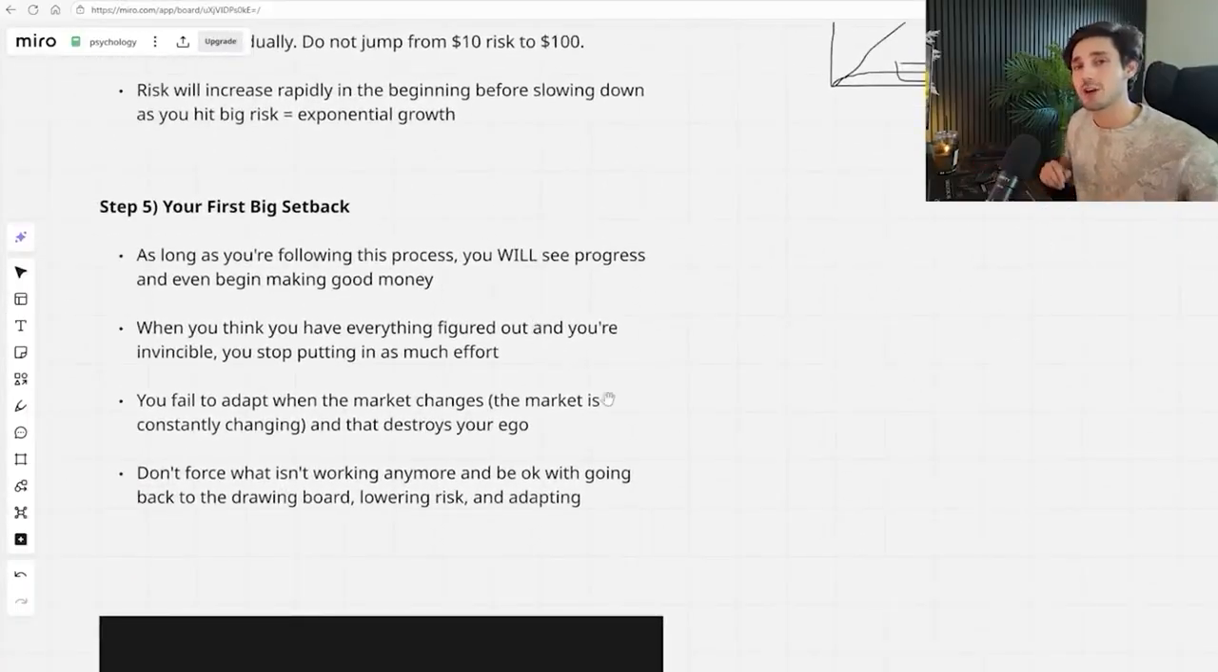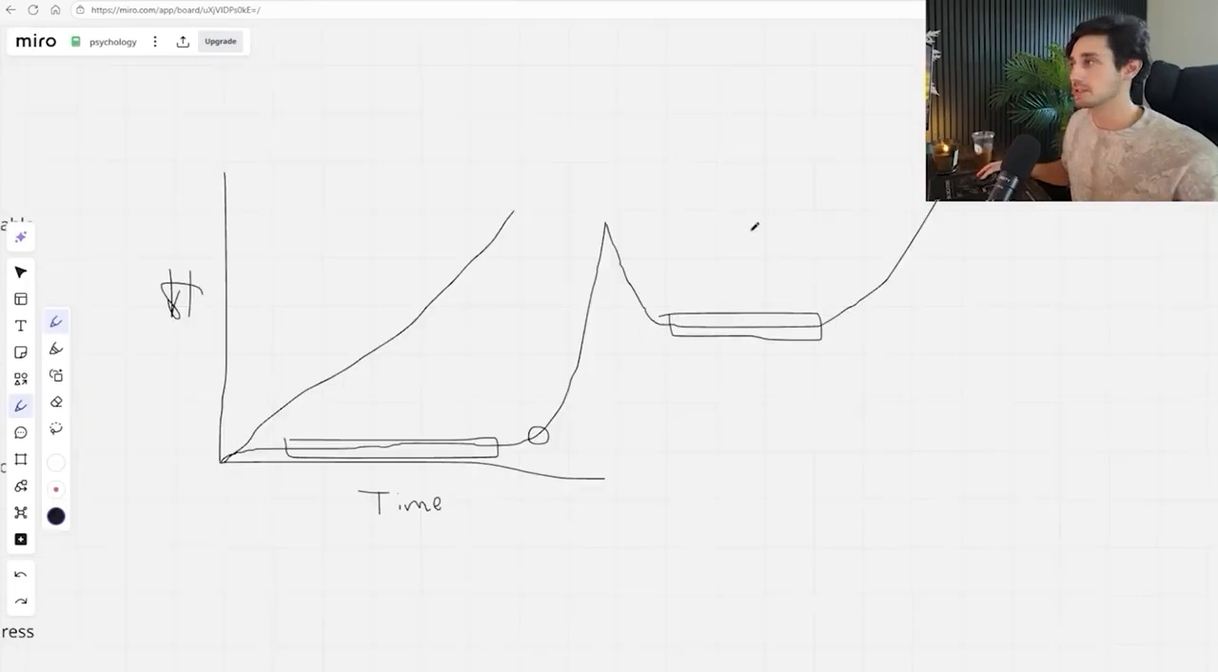You have to be okay with adapting to the market. You have to be okay with change. In fact, the only thing that is constant is change. And I'm gonna be completely honest, during this first major setback in your trading, it is going to hurt your ego. You're going to think that you got lucky. You're gonna think, oh, well, maybe I'm not so good of a trader after all. And it's going to be tough to adapt and go back to the drawing board.